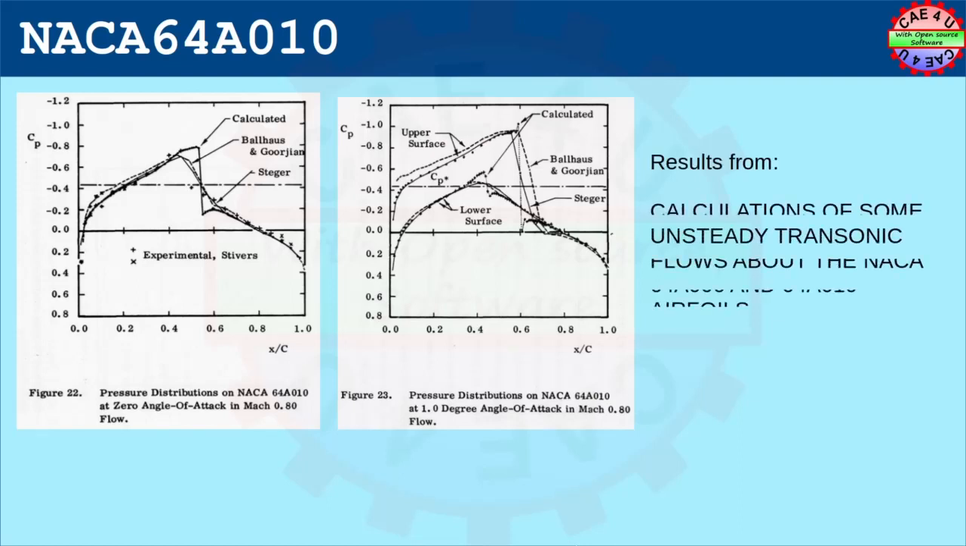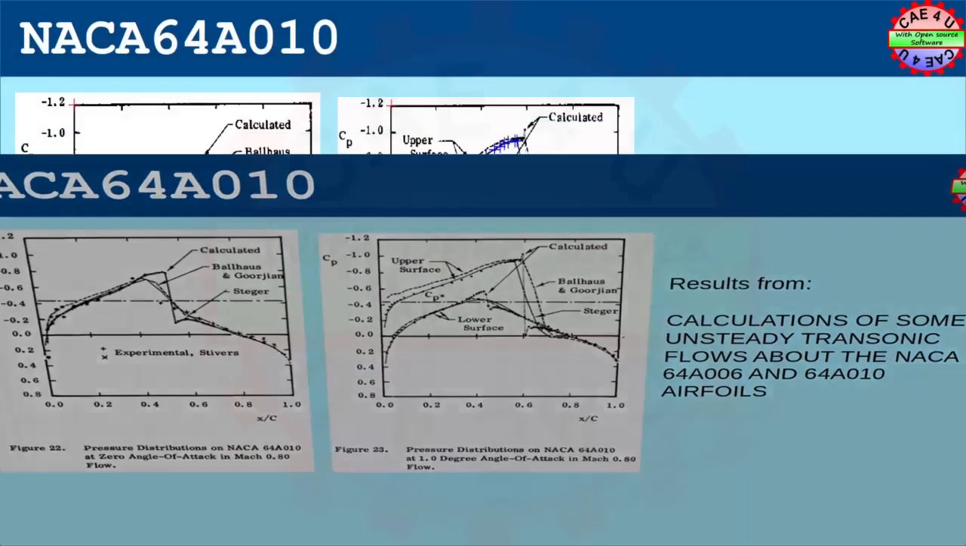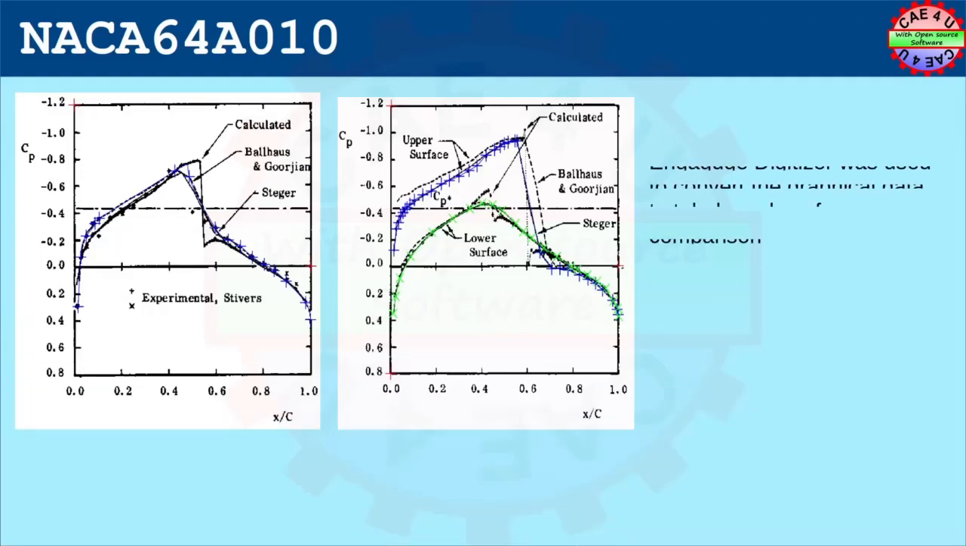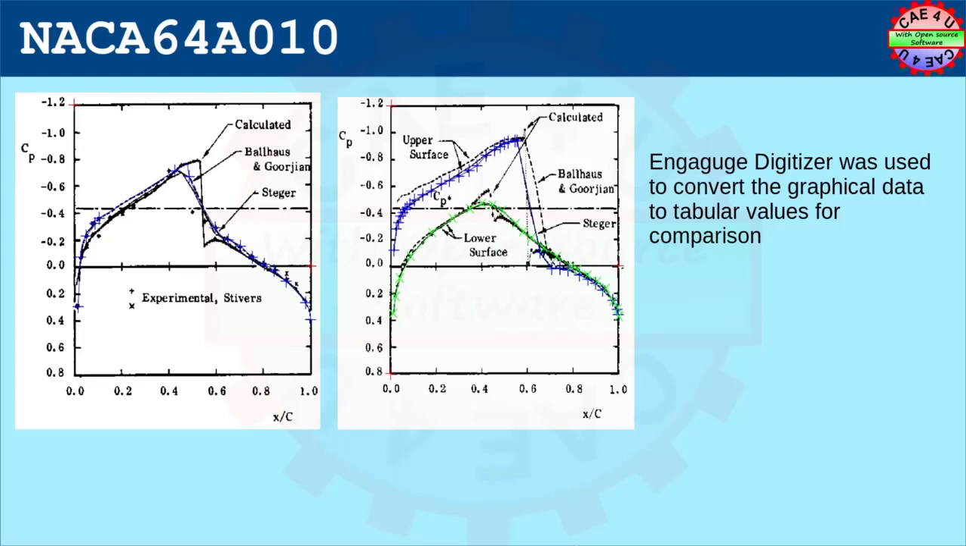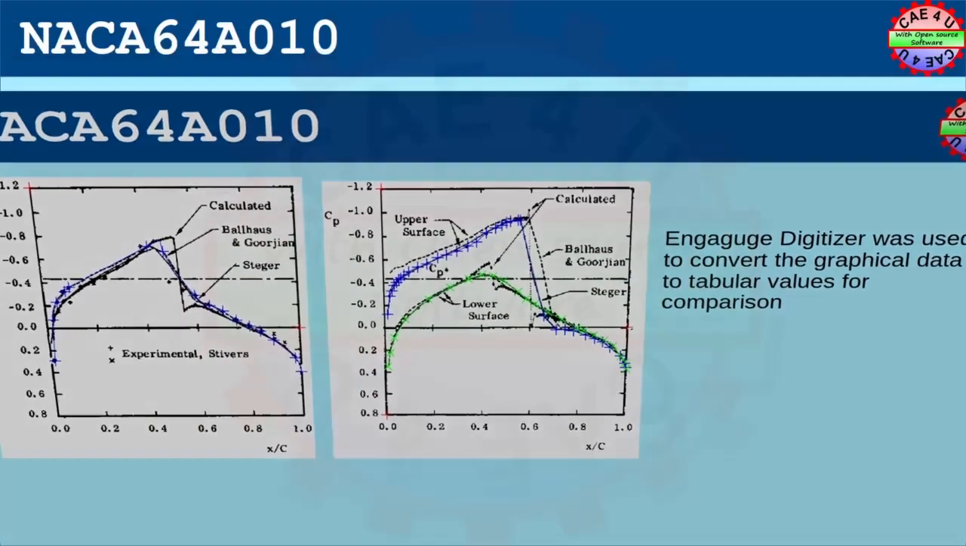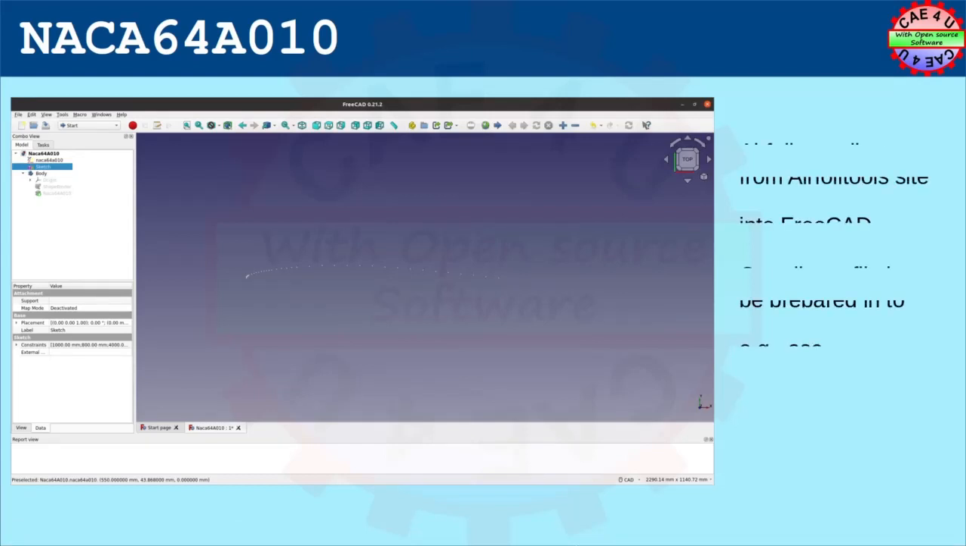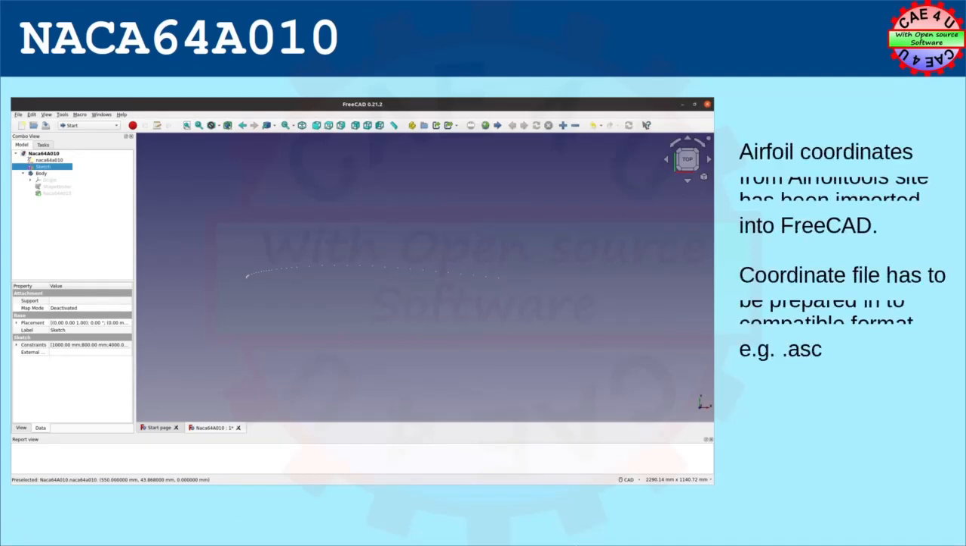The data is available in the literature that is shown. To make a better comparison, we digitize the plots using Engauge Digitizer. As you see, we could make it as good as possible within the available quality of the plot. The coordinates of the aerofoil were obtained from the Airfoil Tools website. Since it is a symmetric airfoil, just one half of the coordinates should be sufficient.